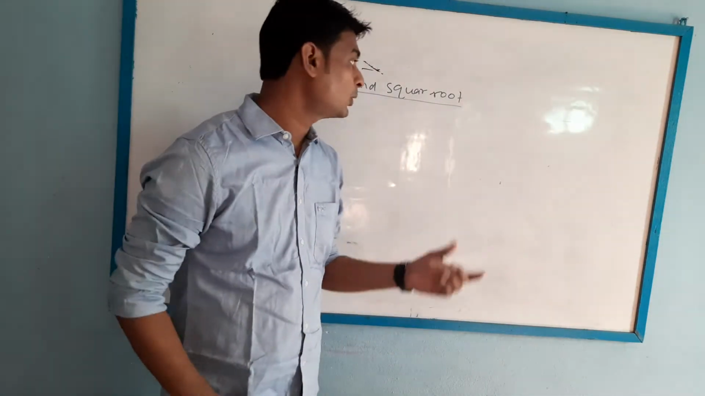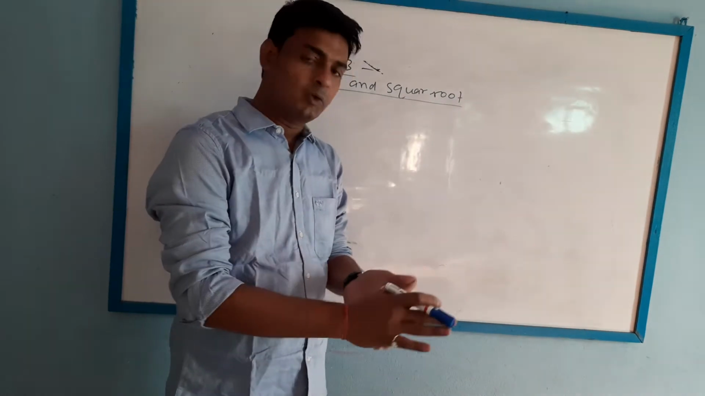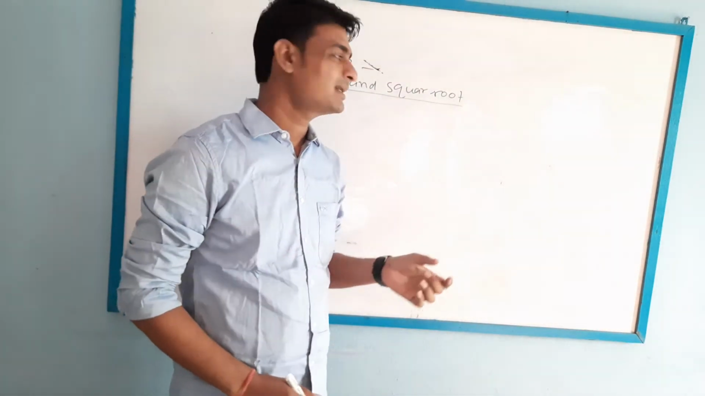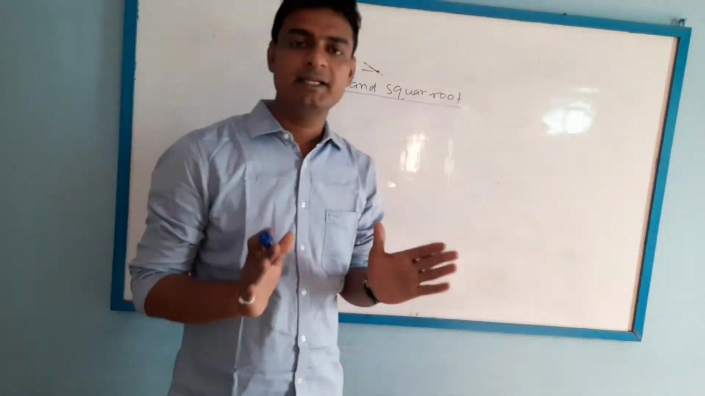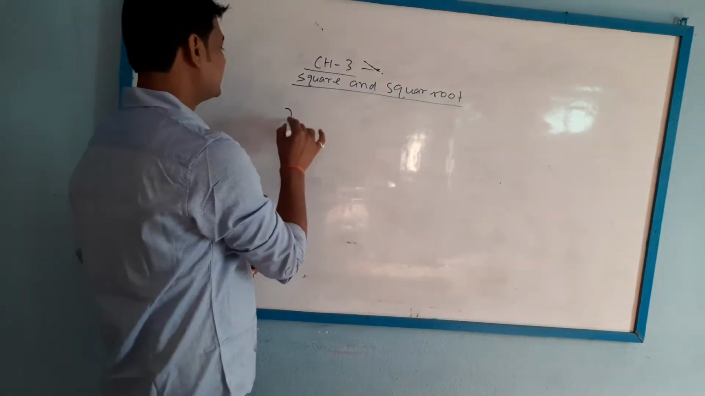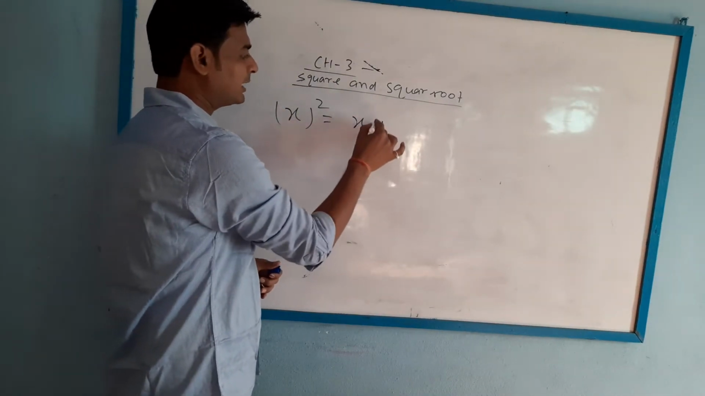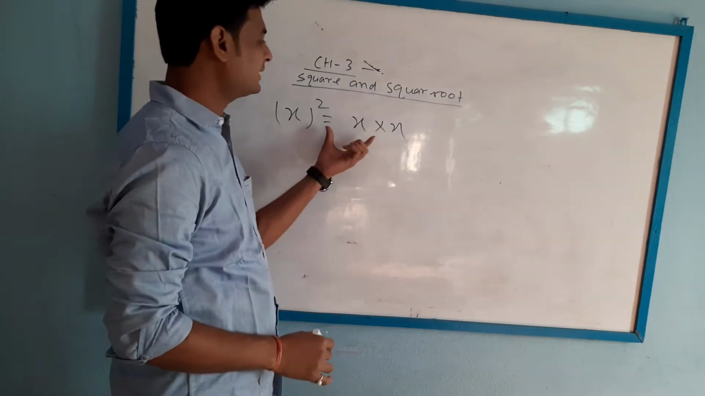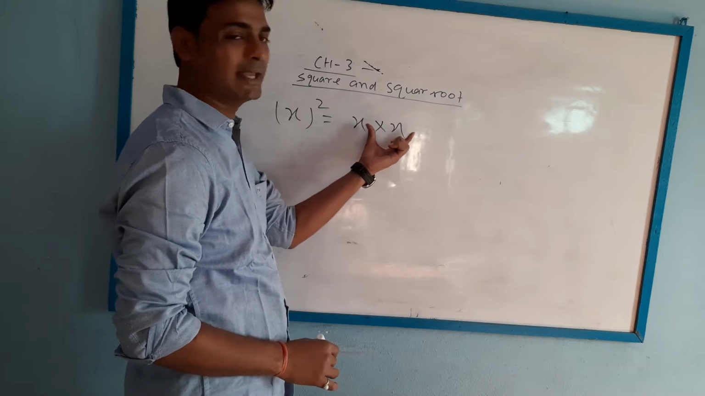Today I am going to start chapter number 3, squares and square roots. Today we will discuss what a square and a square root are. If x is any natural number, its square means the power is 2. It means this number is multiplied by itself. So we can say that the square of x is x into x.